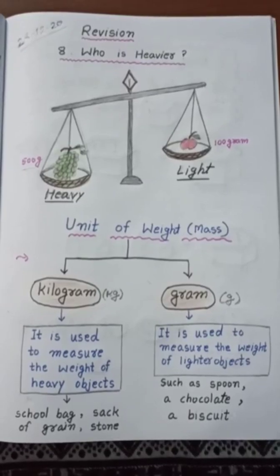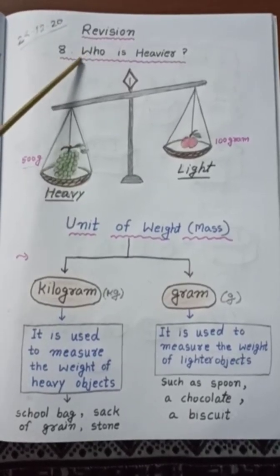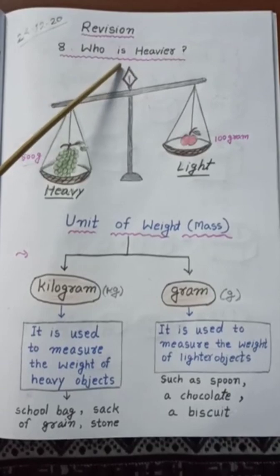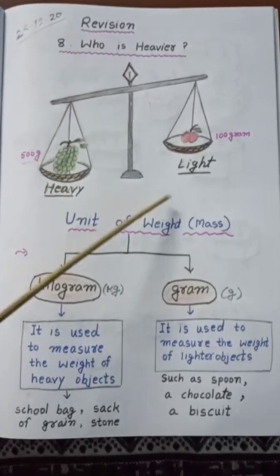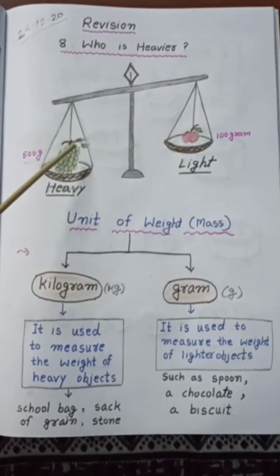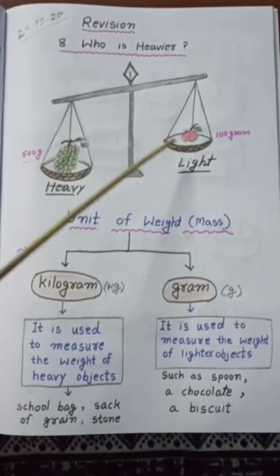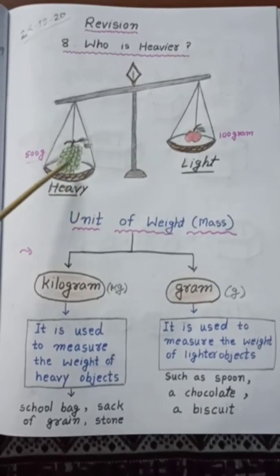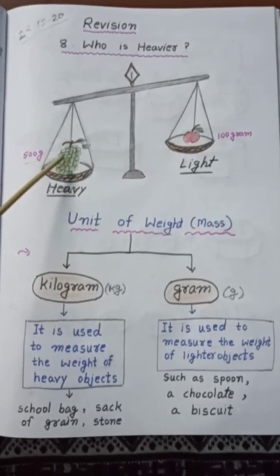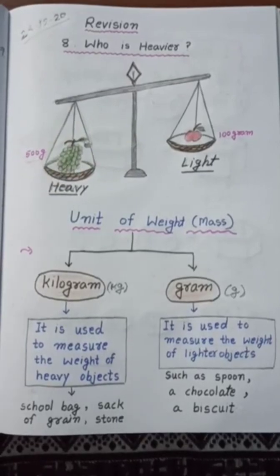We will revise chapter number 8, who is heavier. Okay, so children, what are you seeing here? Here is a balance and two objects, that is grapes and apples. We have to compare which object is heavy and which object is light.